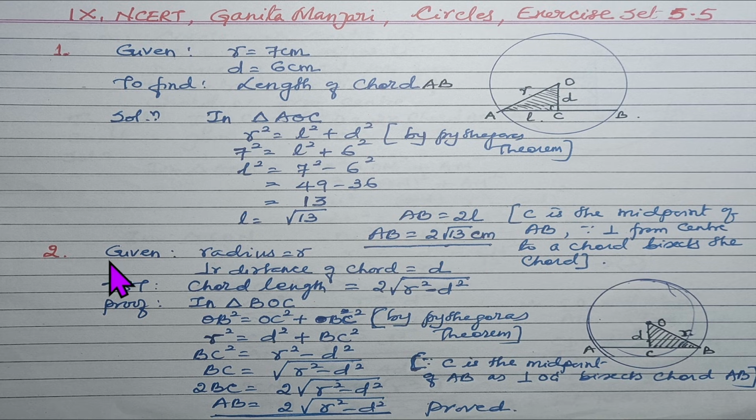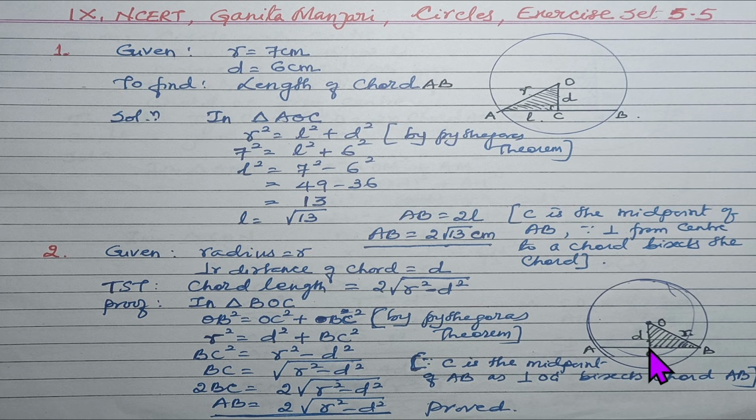Now again here, in question number 2, we are given a circle with center O, and the radius is R, OB is the radius, and that is R, and the perpendicular distance of the chord from the center, OC, is D. Now we have to show that the chord length AB is 2 times square root of r square minus d square. So let us understand how to do this.